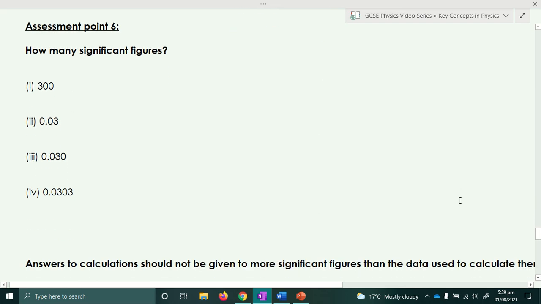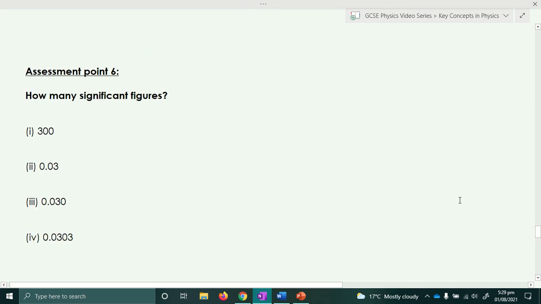Well, before we get into that, we're just going to do a quick assessment point. So pause the video, and all I want you to do is recognize how many significant figures are there in each of those 4 numbers. All right, so let's have a look.